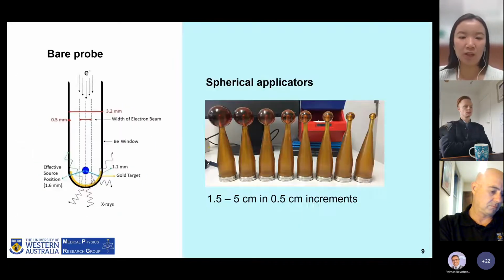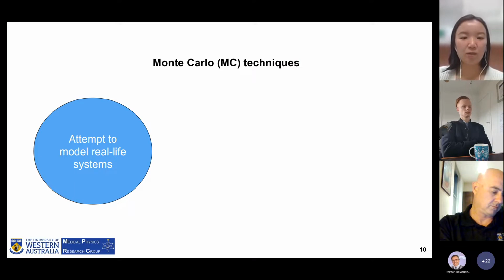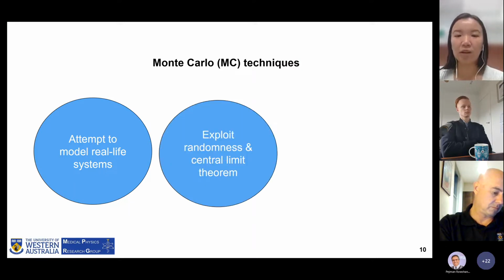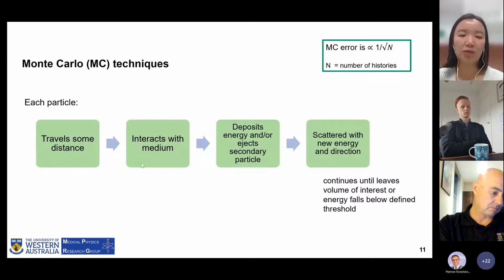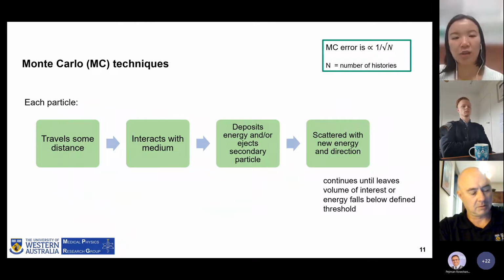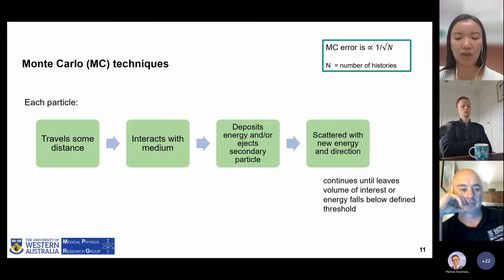So moving on to Monte Carlo techniques, they attempt to model real-life systems. They exploit randomness and the central limit theorem, and they sample representative electrons and photons and transport them according to average interaction probabilities. What that means is that for each particle, it will travel some distance, interact with the medium, either deposit energy or eject a secondary electron, or both, and it will be scattered with a new energy in a new direction. And this continues for each particle until it leaves the volume of interest or its energy falls below the defined threshold. If that happens, it will just get absorbed where it is, and that's deposited as dose.